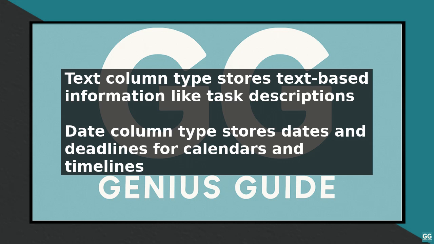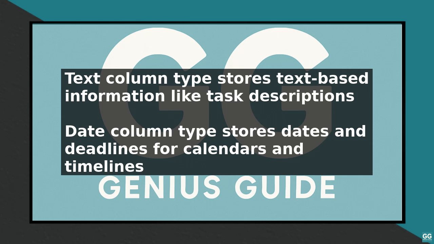The text column type is used to store text-based information, such as task descriptions or notes. The date column type is used to store dates and deadlines, and can be used to create calendars and timelines. The numbers column type is used to store numerical data, such as budgets or quantities.